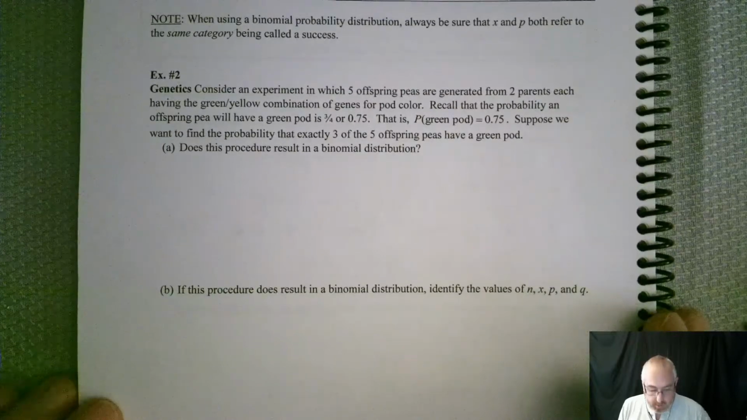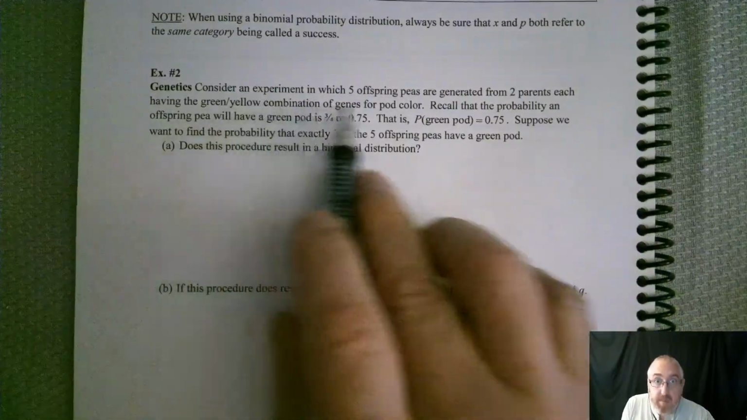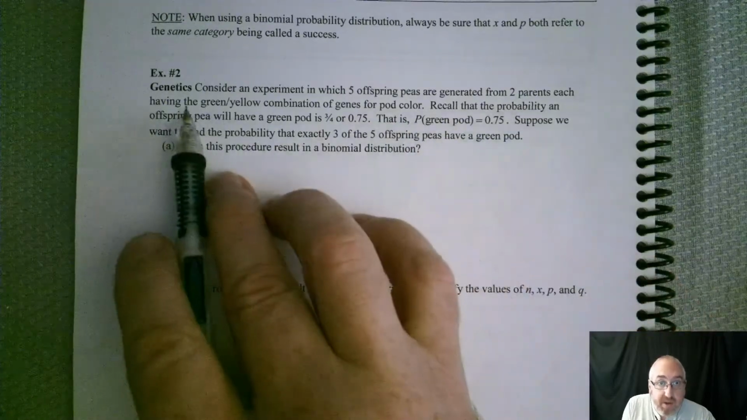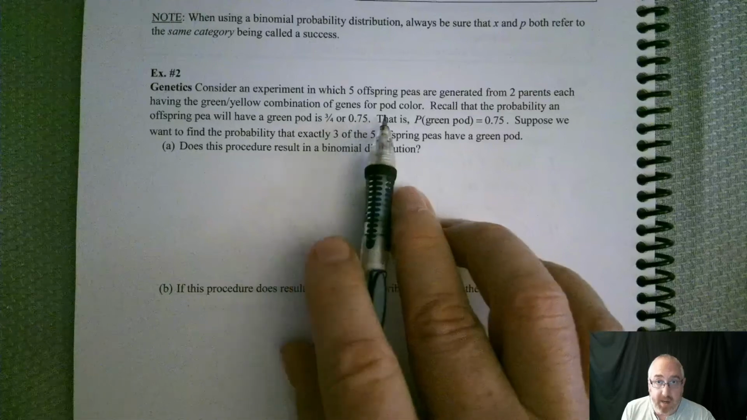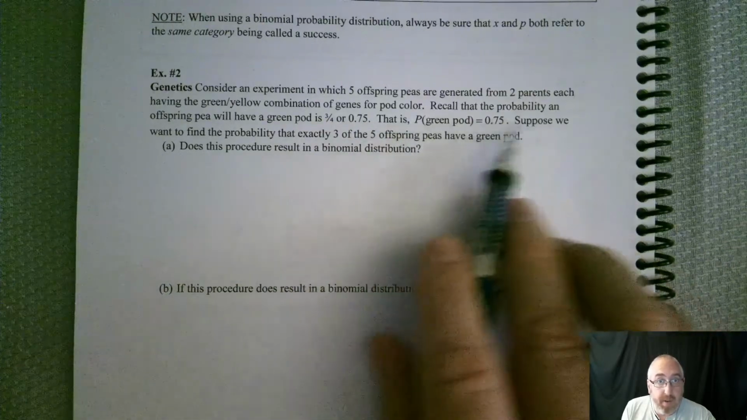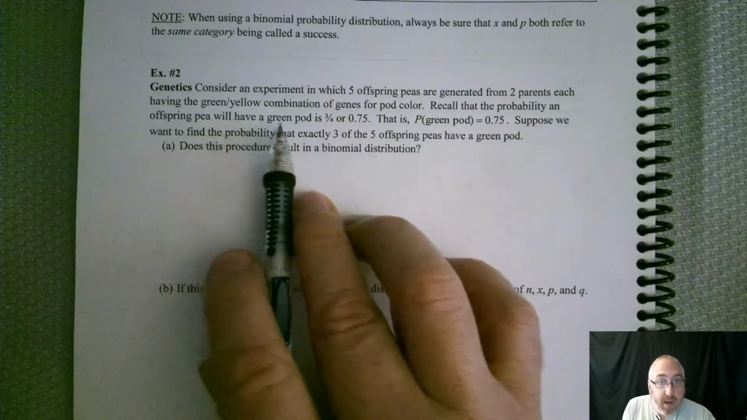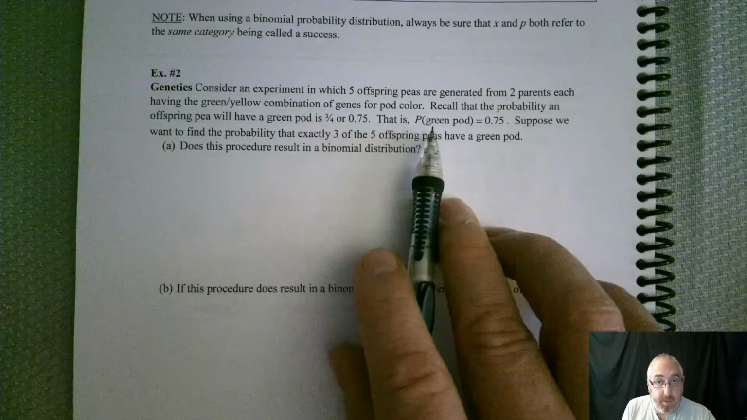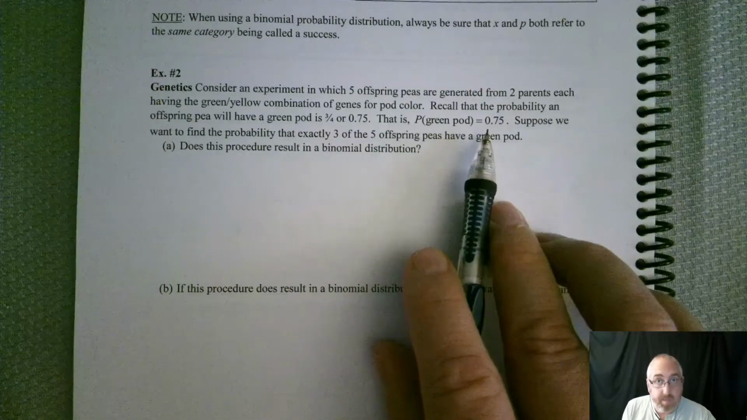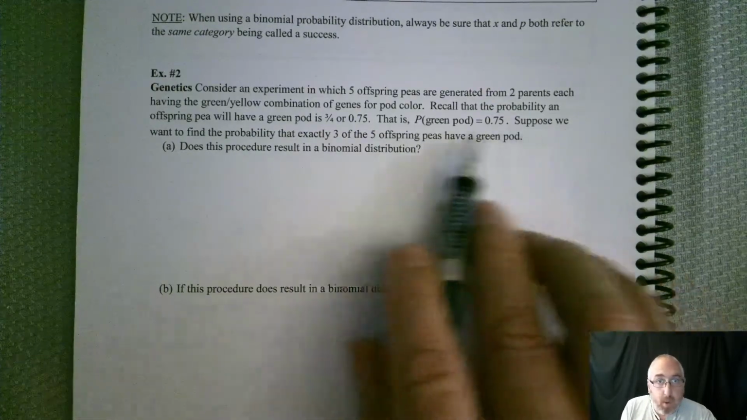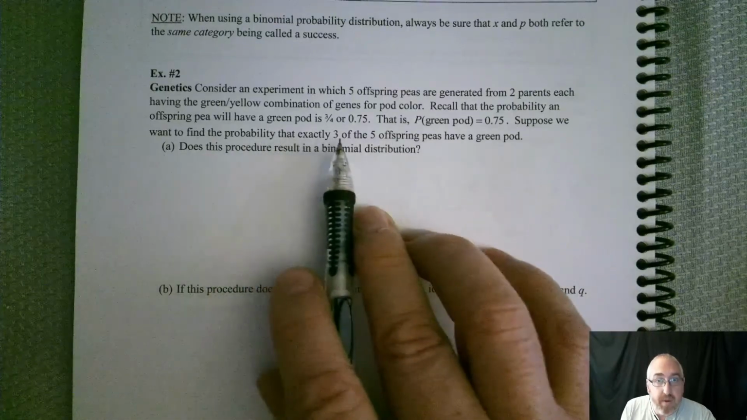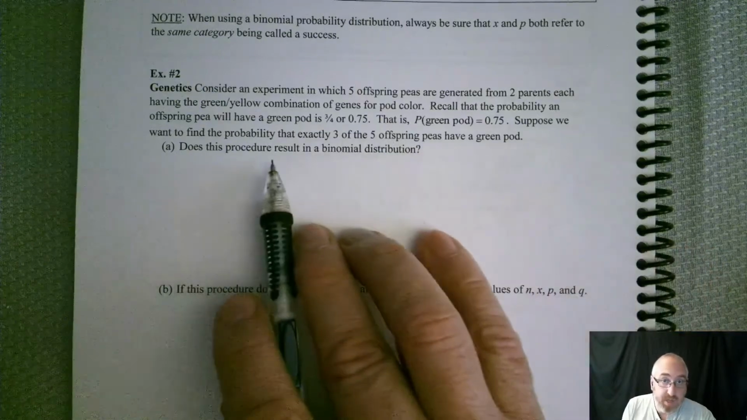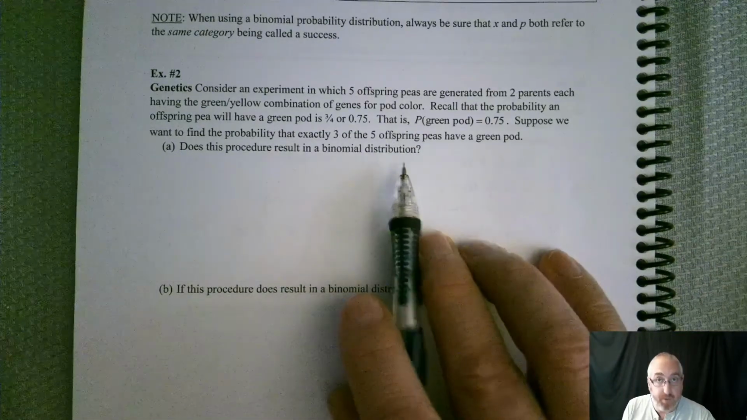So let's take a look. Consider an experiment with which 5 offspring peas are generated from 2 parents, each having the green-yellow combination of genes for pod color. Recall that the probability of an offspring pea having a green pod is 3/4 or 0.75. That is, the probability of a green pod is 0.75. So that's fixed. Suppose we want to find the probability that exactly 3 of the 5 offspring peas have a green pod. Does this procedure result in a binomial probability distribution?